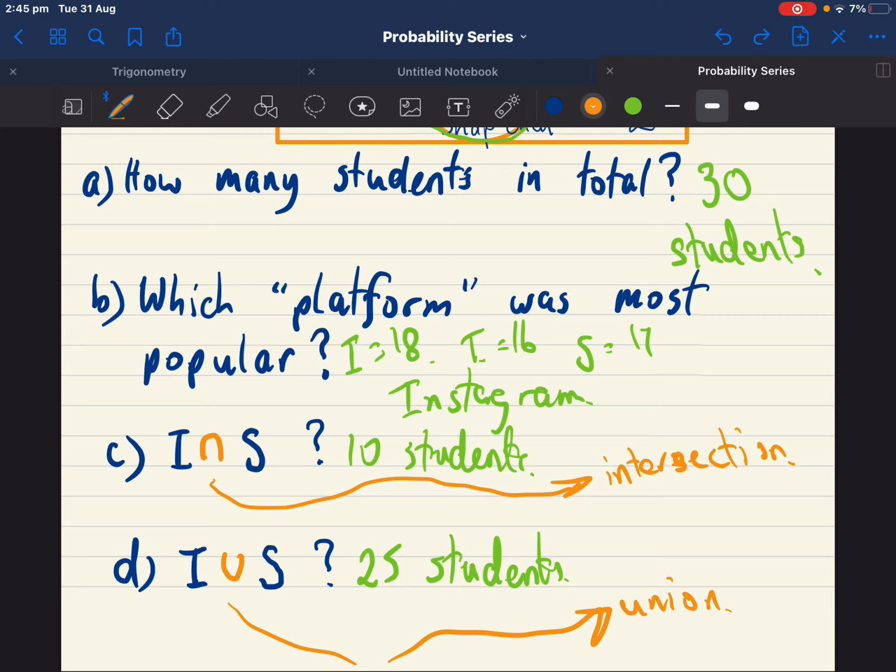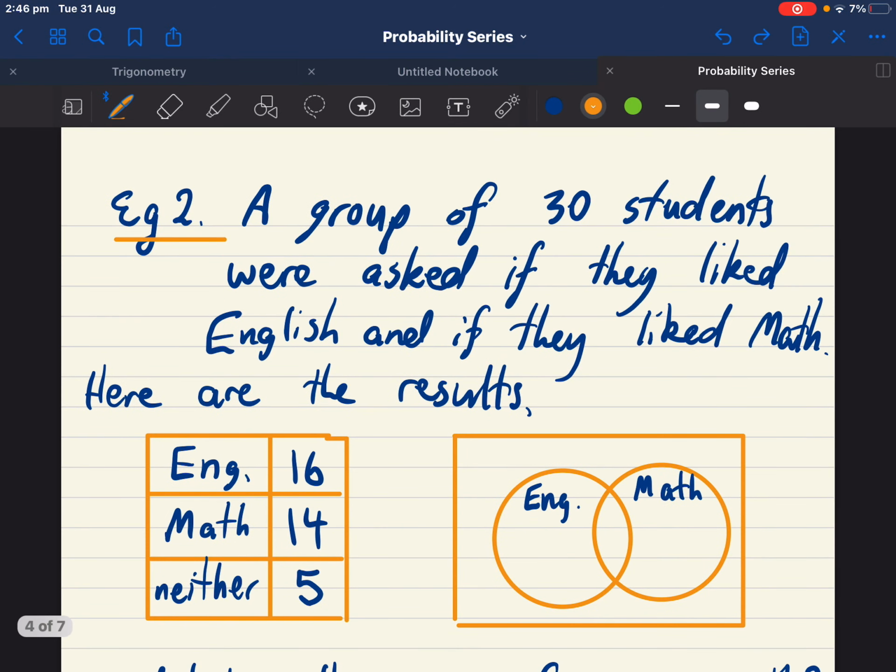But of course, the elements in this context is students with their phones and their need for social validation. No offense, teenagers. All right, on to our final example for the Venn diagram lesson.